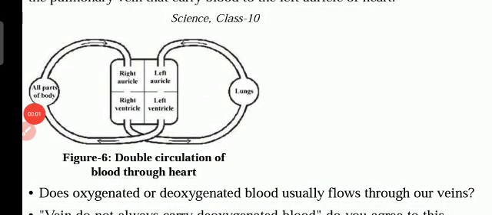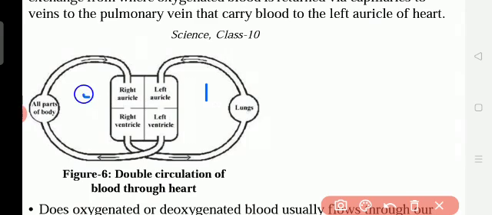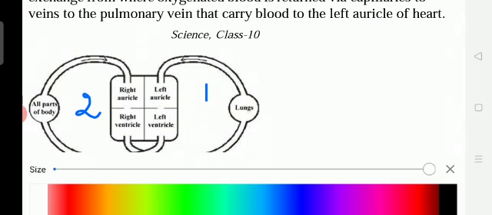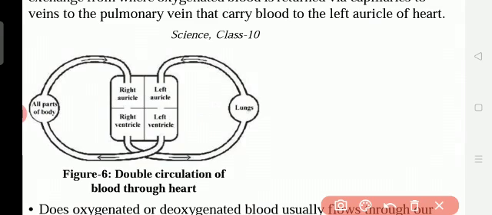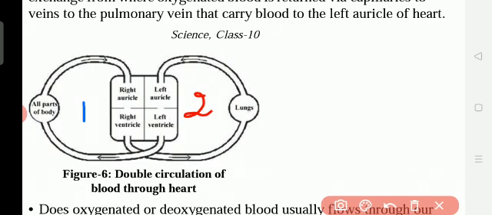Clearly here it is given two pathways. This is one pathway and this is the second pathway. This is one pathway and the next one is another pathway. Why did I change the color? Blue color means impure blood, red color means pure blood. So here you see now.